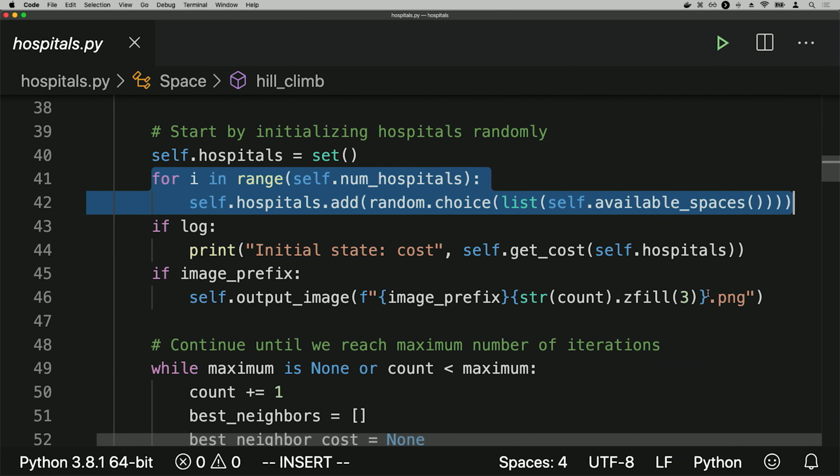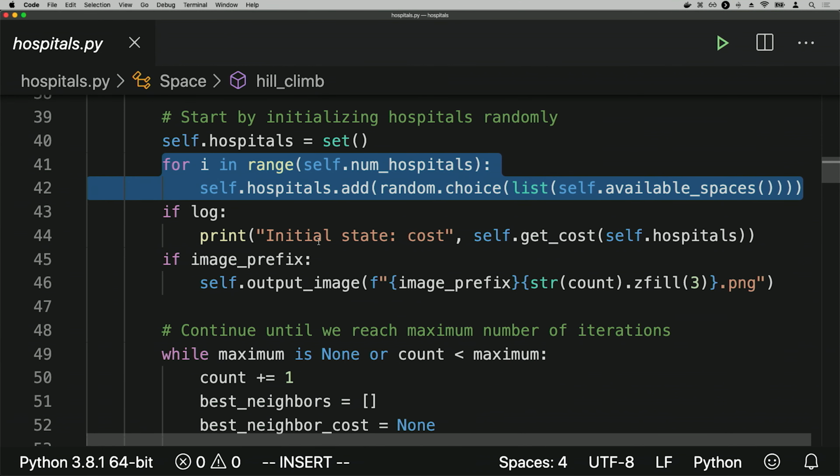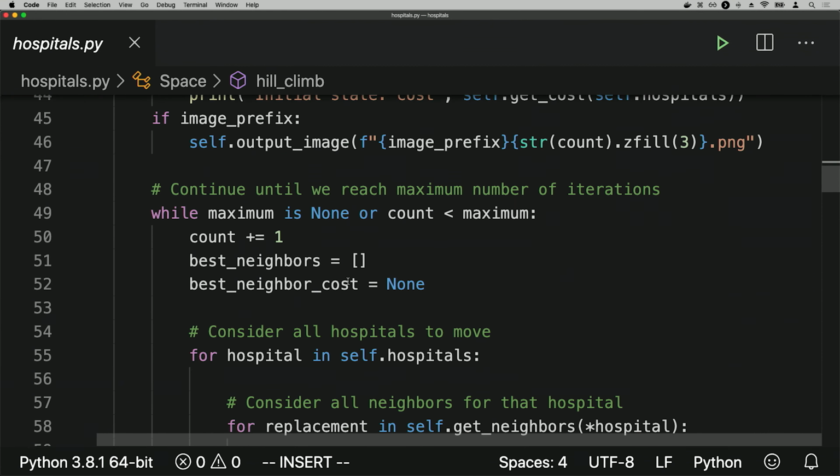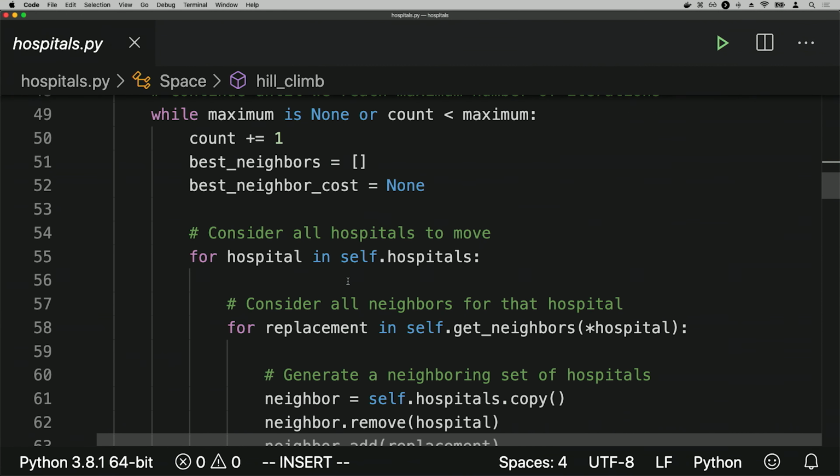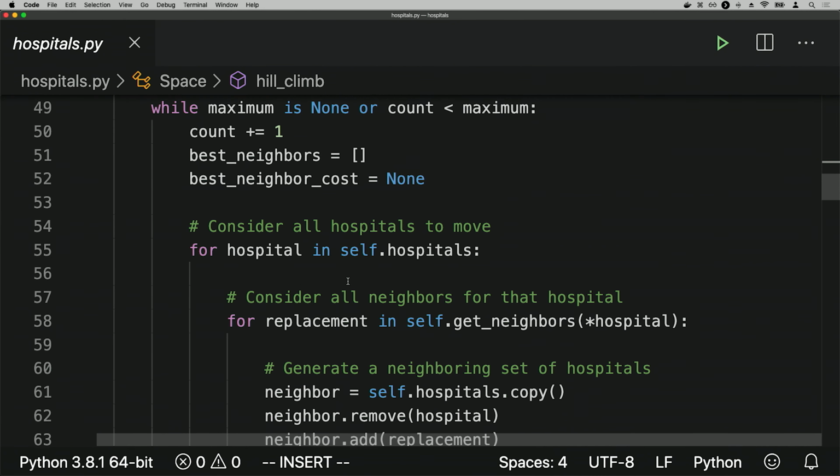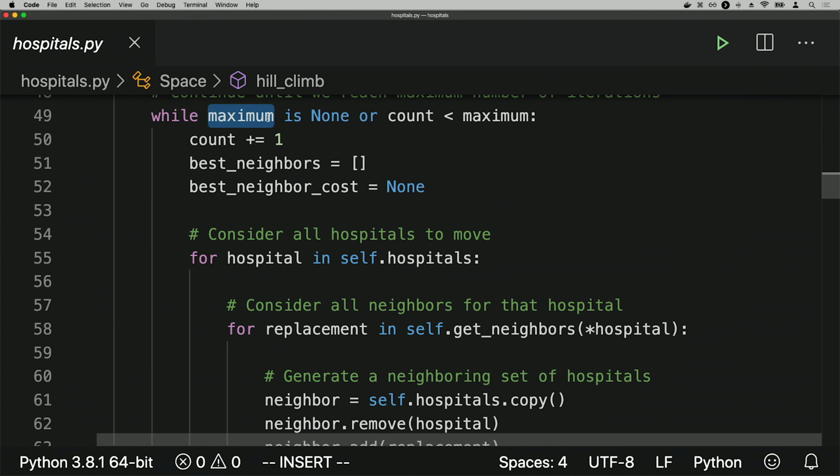So I basically get all of the available spaces, and I randomly choose one of them as where I would like to add this particular hospital. I have some logging output and generating some images, which we'll take a look at a little bit later. But here is the key idea. I'm going to just keep repeating this algorithm. I could specify a maximum of how many times I want it to run, or I could just run it up until it hits a local maximum or local minimum.